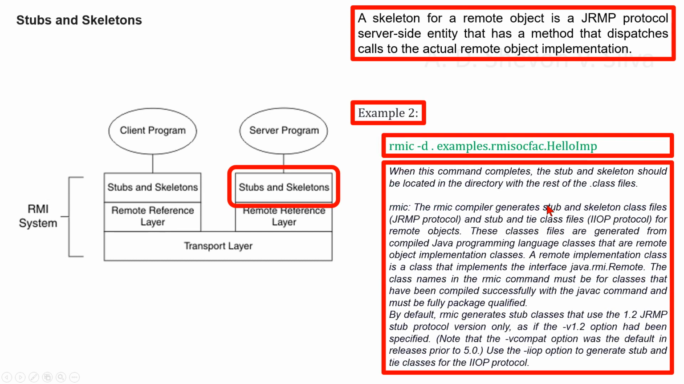As example 2, we can consider this example with rmic. When this command completes, the stub and skeleton should be located in the directory with the rest of the .class files.